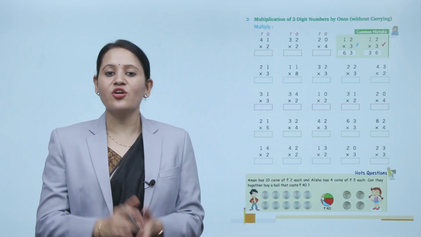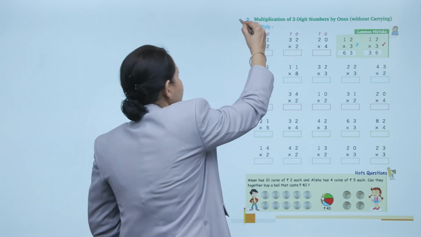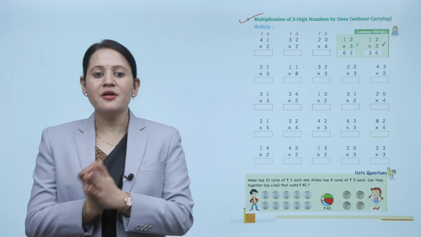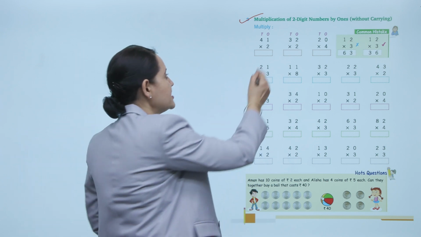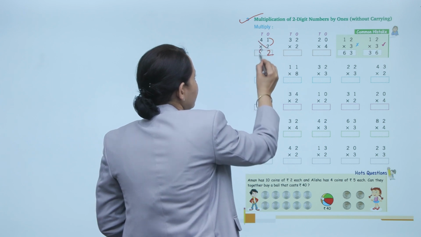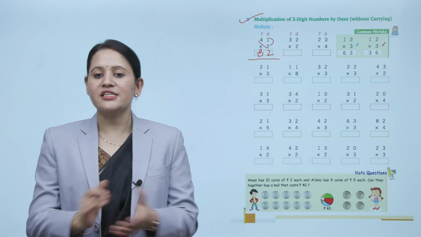Next, multiplication of 2 digit number by ones without carrying. We have to multiply 41 by 2. Start from ones. 2 into 1, that is 2. 2 into 4, that is 8. So the answer is 82. Next, common mistakes.